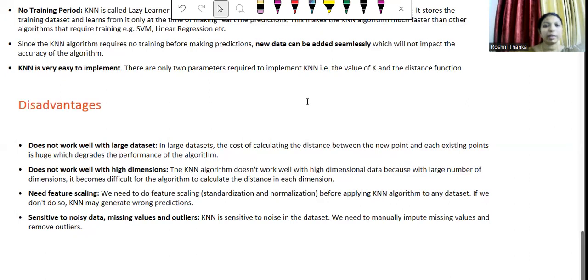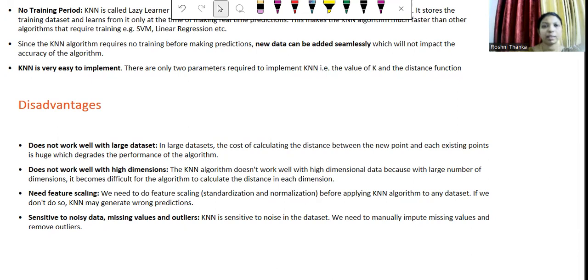And it does not work well with high dimensional data. So when there are many features, in that case also the KNN algorithm doesn't work fine. And we need to do feature scaling here, like standardization and normalization, before we apply the KNN algorithm. If we don't, then the KNN algorithm will not perform well. And the next one is that the KNN algorithm is very sensitive to outliers and missing data. So we have to manually fill all the missing values and we have to remove the outliers. So that is also a disadvantage of this KNN algorithm. So hope you got it.